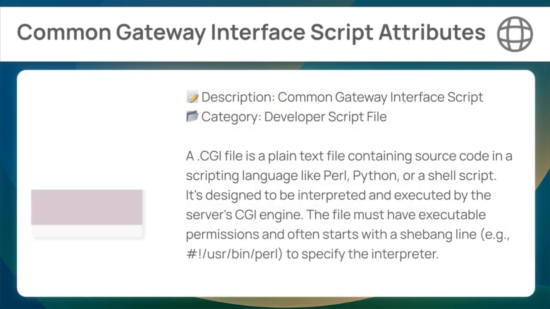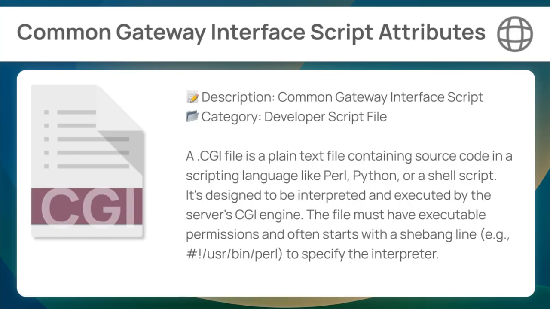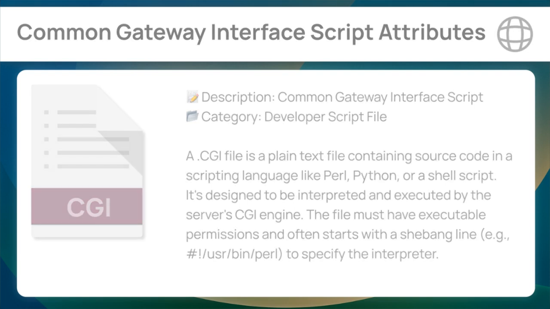A CGI file is a plain text file containing source code in a scripting language like Perl, Python, or a shell script. It's designed to be interpreted and executed by the server's CGI engine. The file must have executable permissions and often starts with a shebang line, e.g. #!/usr/bin/perl, to specify the interpreter.